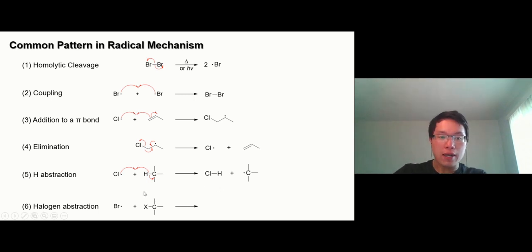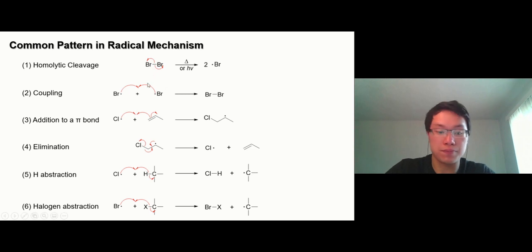All right, the last one, halogen abstraction. So bromine attacks another halogen, just like the hydrogen abstraction, same thing there, and then break this bond right there. They might have a different name or a familiar name, but they all do the same thing. We use a single electron. We use the fishhook arrow to represent a single electron transfer. Okay. Again, you don't have to memorize this, but be familiar with it. You're going to see any of this.